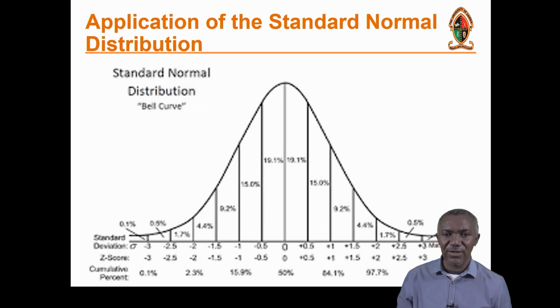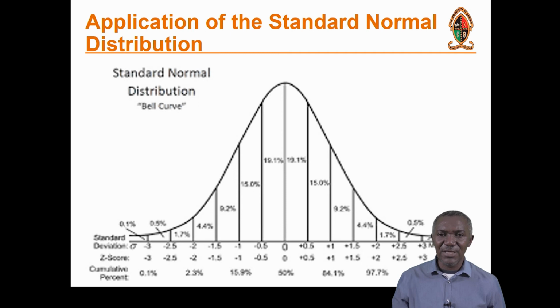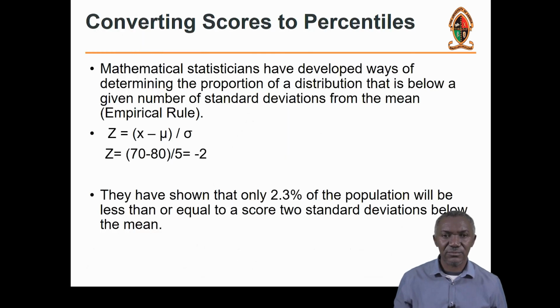So if we're interested in finding out the particular rank of an observation, and we do calculations and find that this particular observation lies one standard deviation above the mean, then you say what percentile rank that observation falls. So in this case, it falls on the 84.1 percentile rank. So that is how this is used.